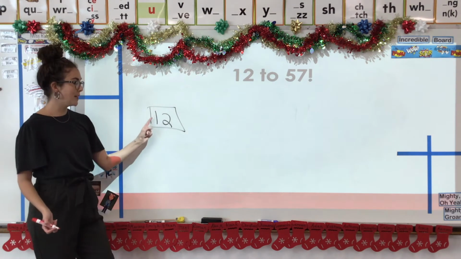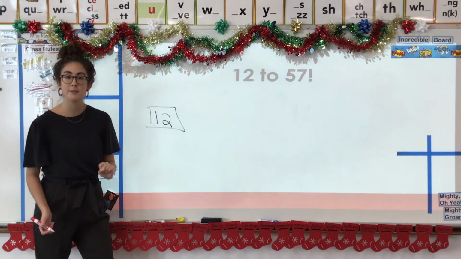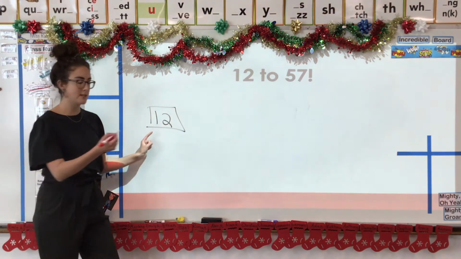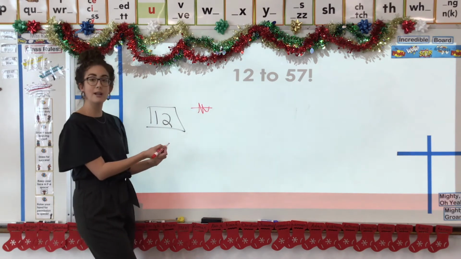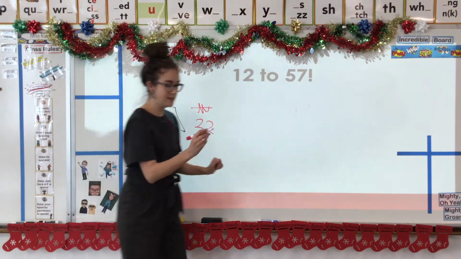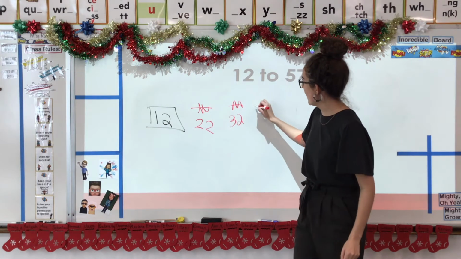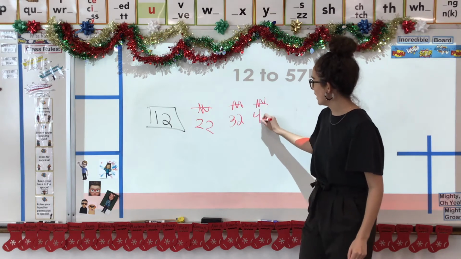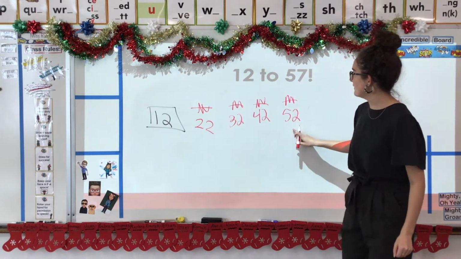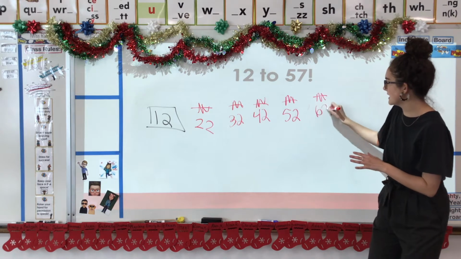So let's first start with tens. In our 12, which place value is going to change if we're adding tens? The 1 or the 2? The 1 is going to be changing because it's in the tens place. So if we skip count up 10, we're going to have 22. The tens place is getting bigger. Keep going. 32, and then 42, and 52. Good job.